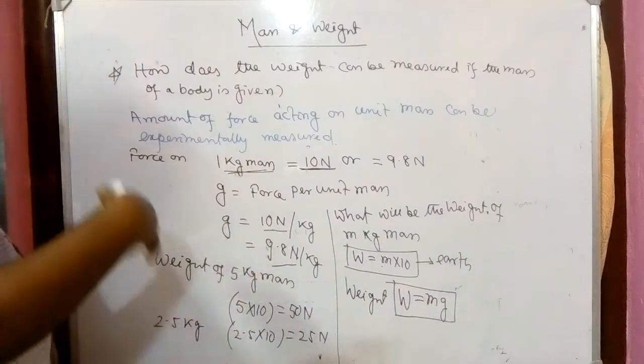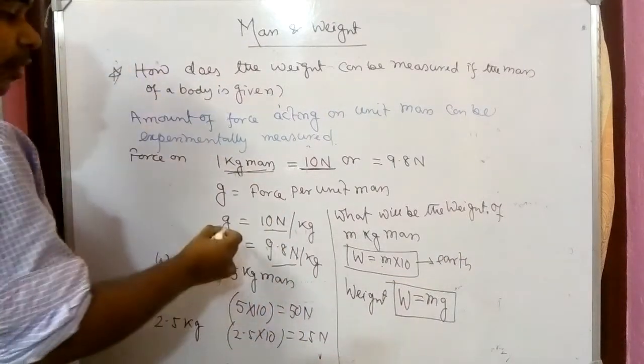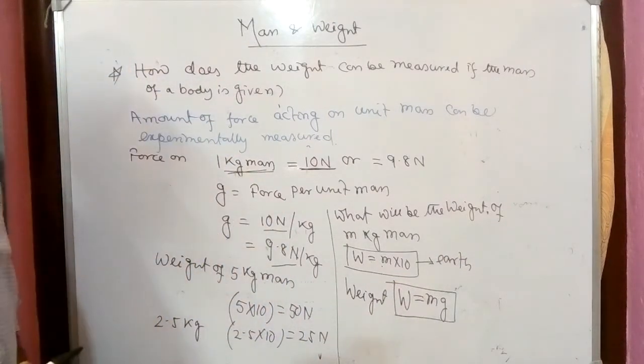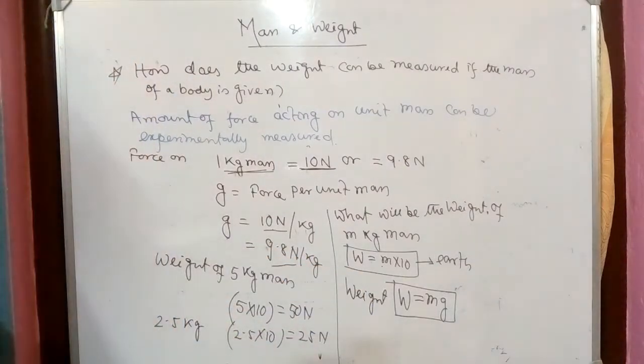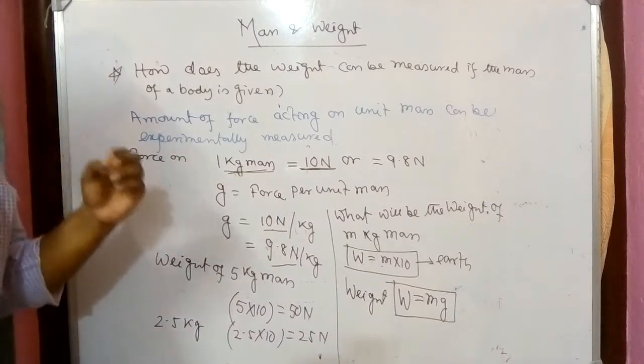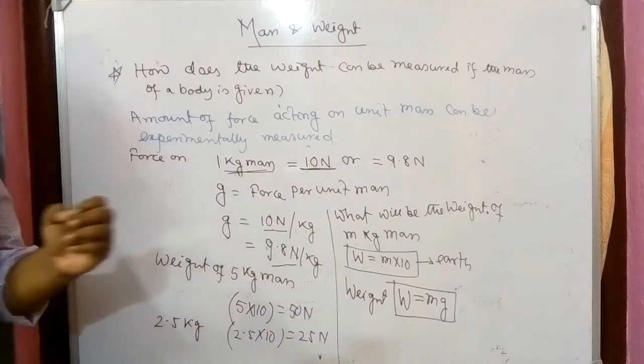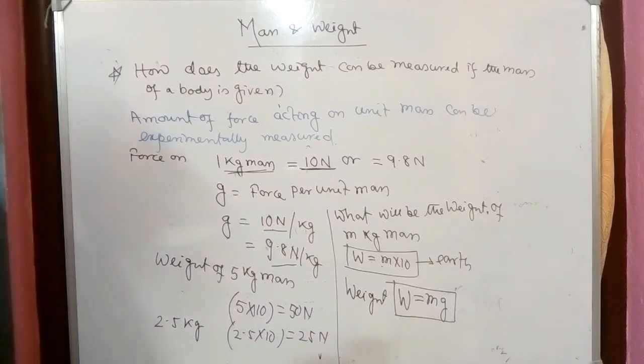That is the equation. M into 10 is for Earth. But if you have gone to another planet, then the value of G might change. So that's why the weight will be W equals m into G. It is the equation by which we can measure the weight of a body. Understood?